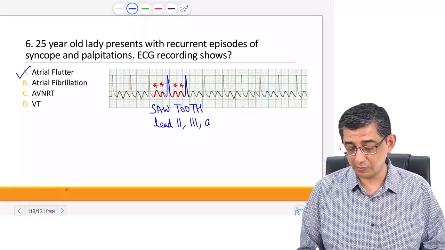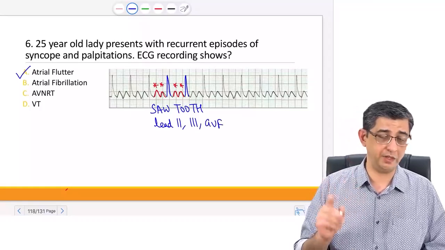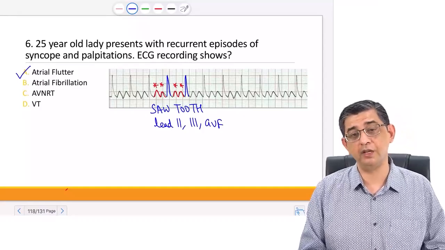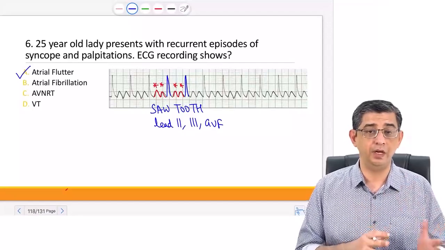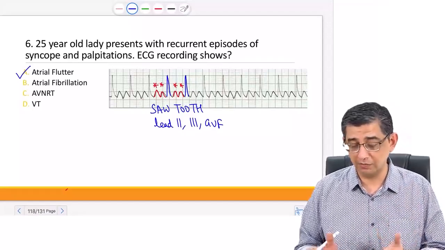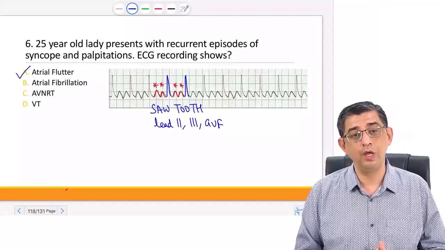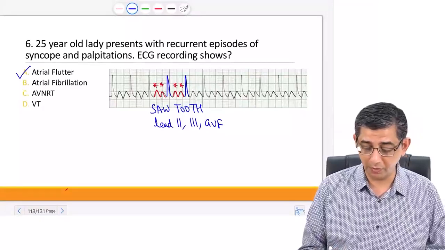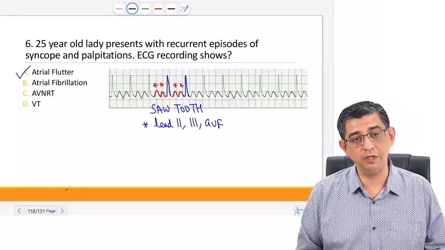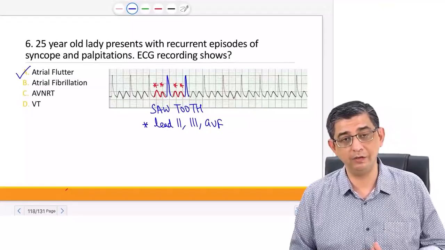And why that is so is because of the macro reentrant circuit. If you go through the literature of atrial flutter, I have highlighted that there is a macro reentrant circuit in the right atrium, and the right side of the heart can be evaluated using the following leads. The remaining leads may or may not show these abnormal waves, but yes, leads 2, 3 and aVF will always be spot on to pick up atrial flutter for you.